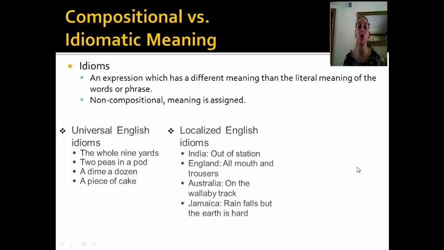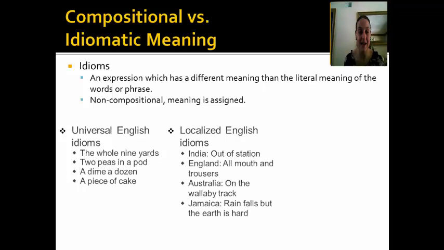Okay, now I'm going to show you some localized English idioms. And again, this is to really show you or demonstrate how idioms are very, very culturally specific. Okay? So the origin of these idioms is English. They all come from an English-speaking country, but they come from different English-speaking countries. So I'm going to see if you can figure out the meaning.